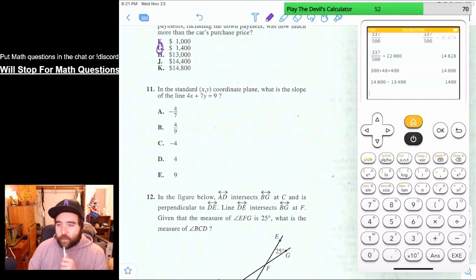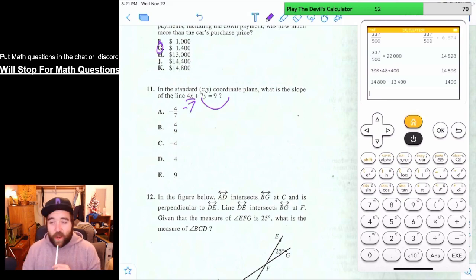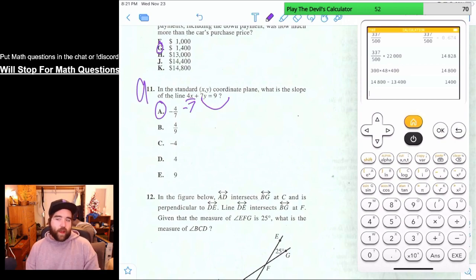All right, in the standard coordinate plane, what's the slope? So if you wanted the slope of the line, you just put it in y equals mx plus b form, which basically means solving for y. So see how you're going to subtract that to the other side. So it's going to be a negative 7y. So then you got to divide by negative 7. And so there's your m. There's your slope. You don't even care what the y-intercept is.